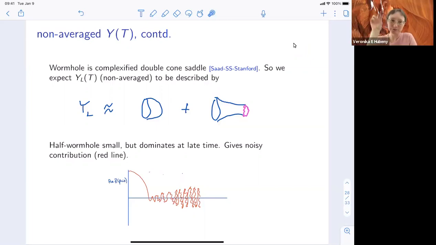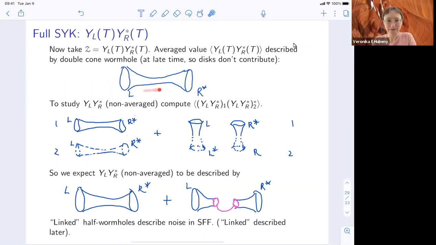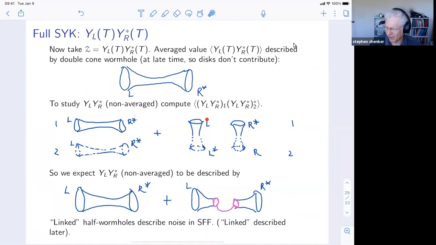And if you think of multiple boundaries, where in your system itself, before you double it, you have multiple boundaries. Yeah, you'll get something like this. Suppose you have L and R. Then you double this and you get this wormhole and a phantom wormhole. But you'd also have something like this. So in the non-averaged situation, you'll get the ordinary wormhole plus a pair of half wormholes. And this line means something that I won't get into now. But this would be the picture for what we think. This is the thing that restores factorization when you don't average over coupling.